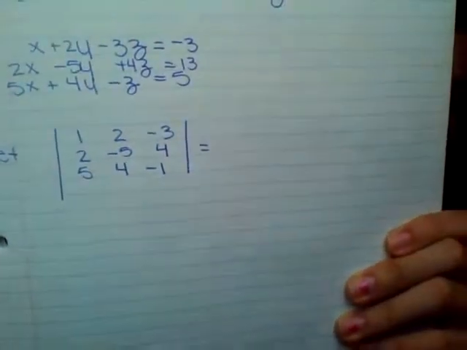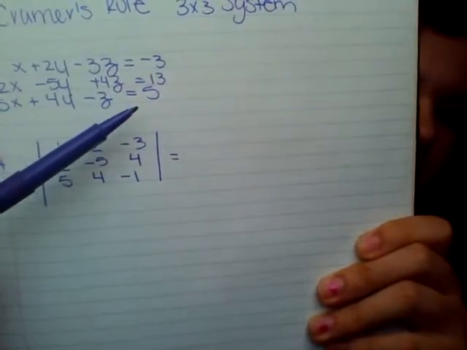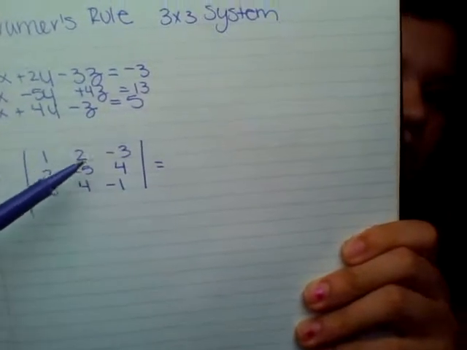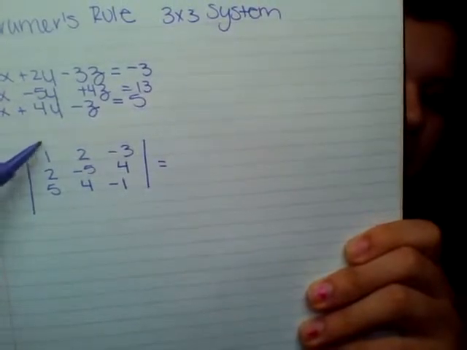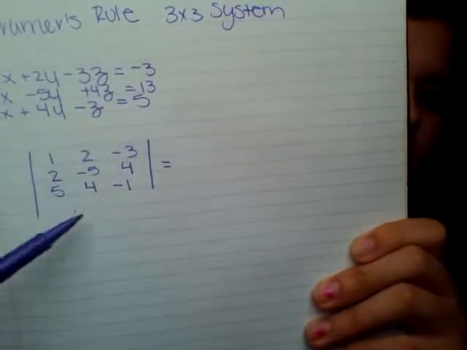So this is what your grid should look like in the beginning. I'm not going to use the -3, 13, and 5 yet. I will use those numbers later. Your grid should have the X column, the Y column, and the Z column. So this is what your grid should look like.